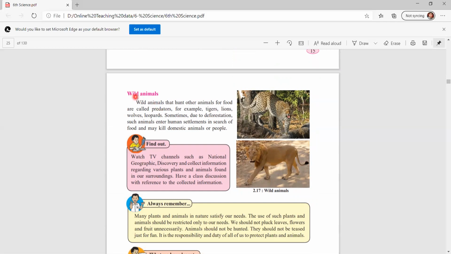Next point of the lesson, that is wild animals. Information about wild animals and the pictures of wild animals are shown here. Wild animals that hunt other animals for food are called predators. For example, tigers, lions, wolves, leopards. Sometimes due to deforestation, such animals enter human settlements in search of food and water. They may kill domestic animals or people too.